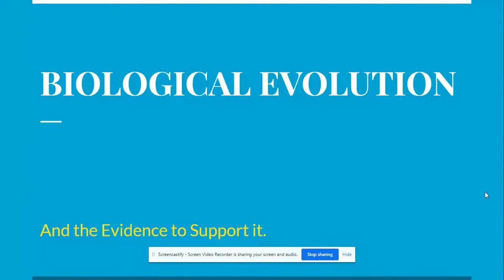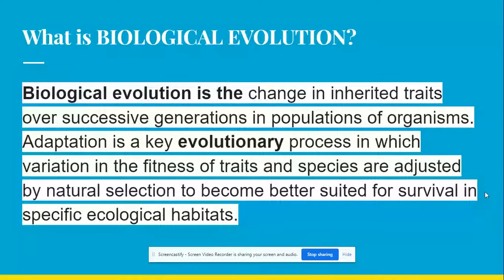So, in order to get into this too far, we need to first understand what exactly we're talking about. Now, by definition, biological evolution is the change in inherited traits over successive generations in populations of organisms. Adaptation is a key evolutionary process in which variation in the fitness of traits and species are adjusted by natural selection to become better suited for survival in specific ecological habitats.